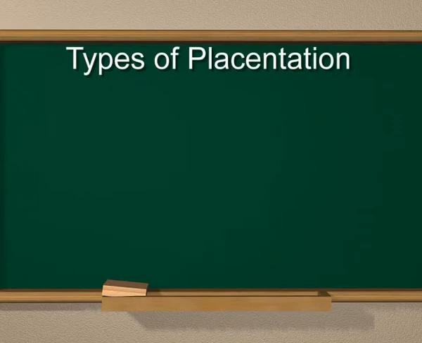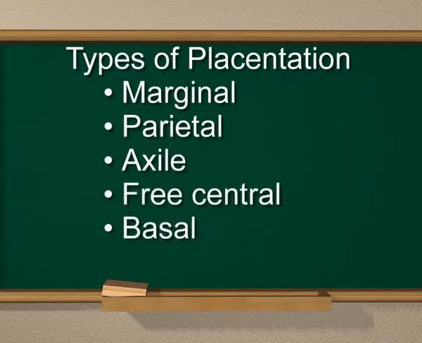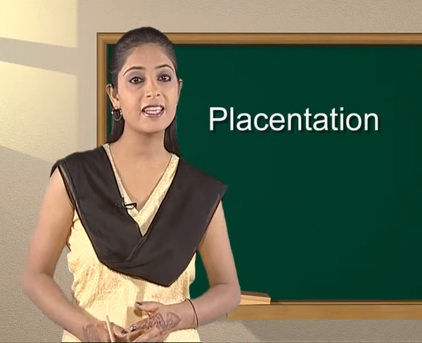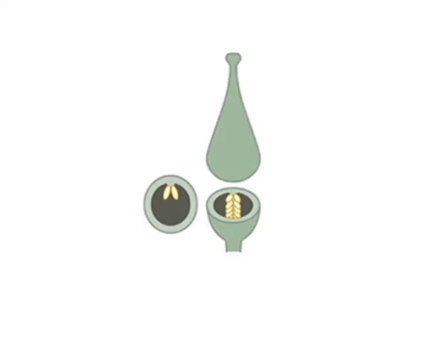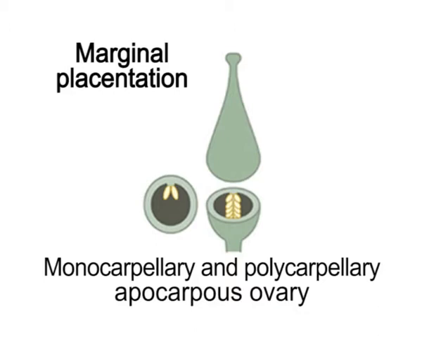Types of placentation: marginal, parietal, axile, free central, basal and superficial. We will study these types one by one. Let us start with marginal type. Marginal placentation. This is a simple type of placentation found in monocarpellary and polycarpellary apocarpous ovary.